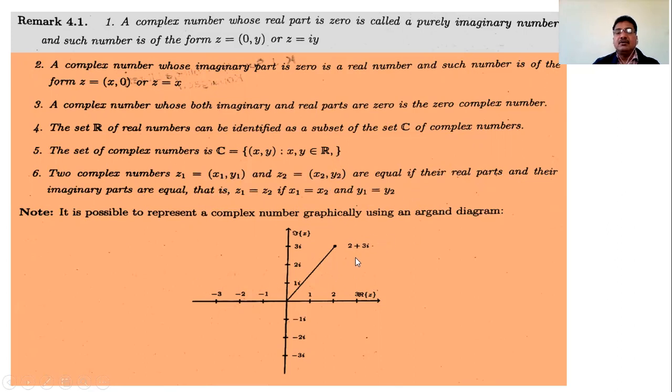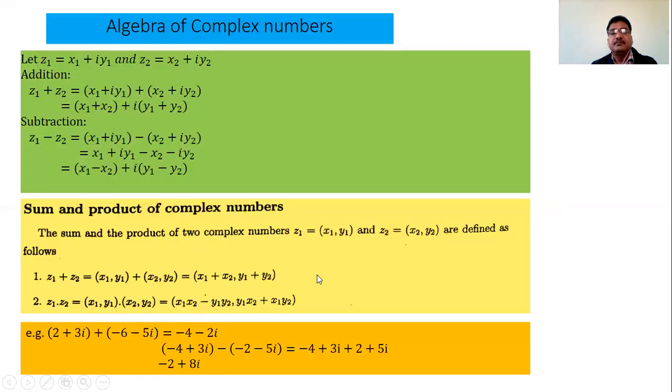And we can represent the complex number graphically. This 2 plus 3i is the ordered pair (2, 3). On the x-axis the distance is 2 and on the y-axis the distance is 3. So the ordered pair (2, 3) is the number 2 plus 3i. So we can represent a complex number graphically by using this Argand diagram. Now the algebra of complex numbers, that is, how we can add, subtract, multiply and divide these complex numbers.